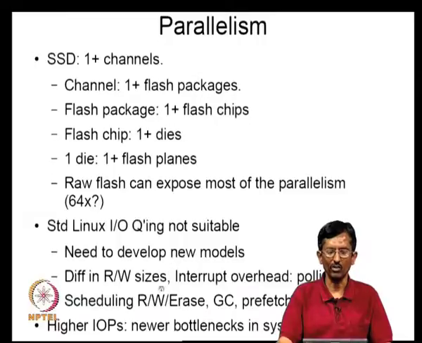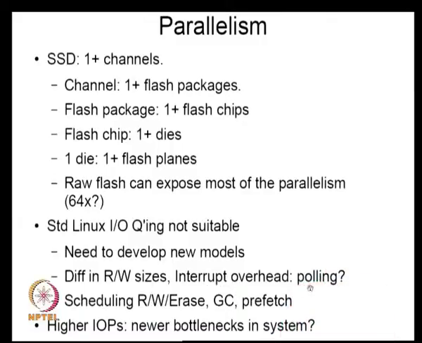So, you have to develop a new model altogether, and there is a difference in read and write sizes. Because you are operating at a much faster rate, you may want to think of using polling rather than interrupts. You also have to schedule read, write and erase, and also garbage collection and prefetch. You have to think about how to do it systematically. There is a lot of parallelism, but you also have to schedule it. Another interesting thing is that now that you have much higher IOPS, previously the storage system could have been a bottleneck, but now other parts of the system could be bottlenecks, so you again have to re-engineer the system so that it is a reasonable design.